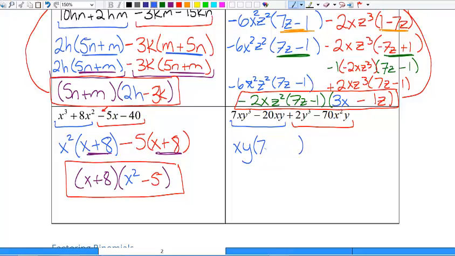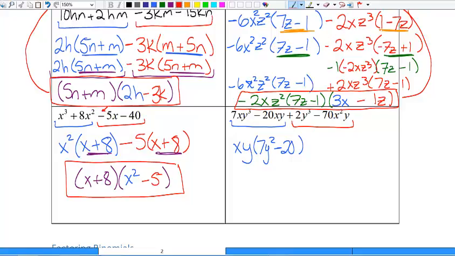Well, in the first term I have 7. X divided by x is 1. I don't need to write it. Y to the third divided by y is just y squared. Minus 20 divided by 1, well, that's just 20. Xy divided by xy, that's 1. I don't need to write that.